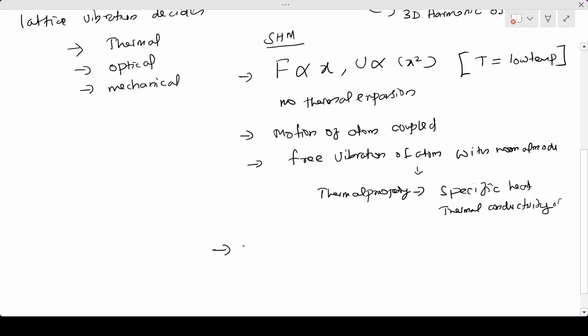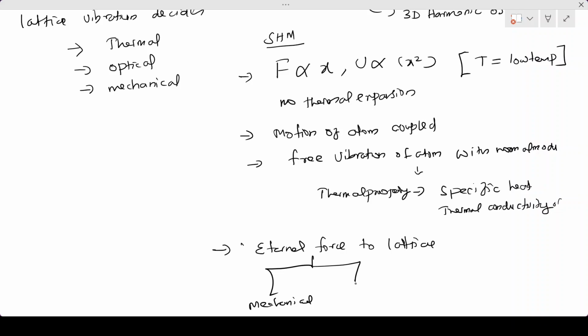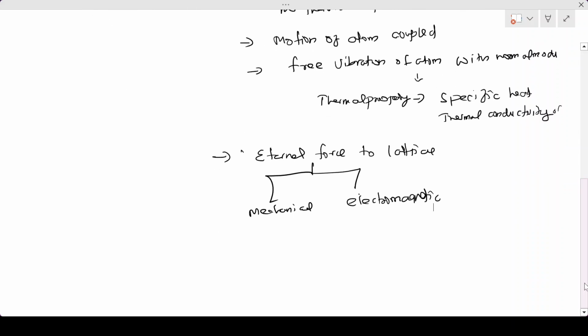Now if there is a scenario where we are applying an external force to the lattice or crystal, it will also experience a vibration under some external force. This external force can be of two types. One can be mechanical, another one is electromagnetic. So there are two types of external force you can apply for lattice vibration.